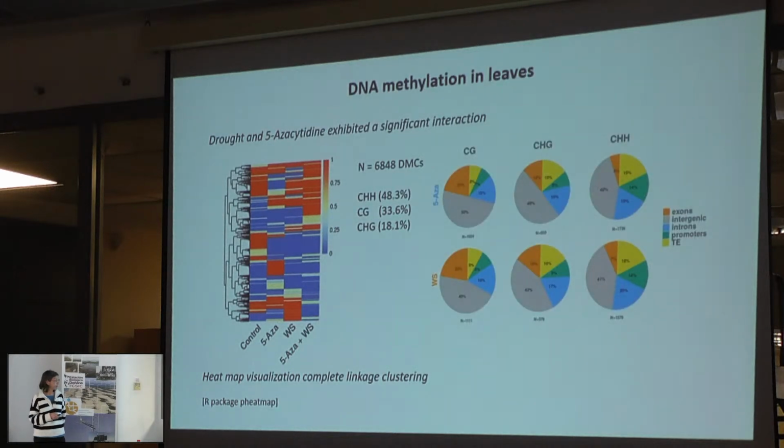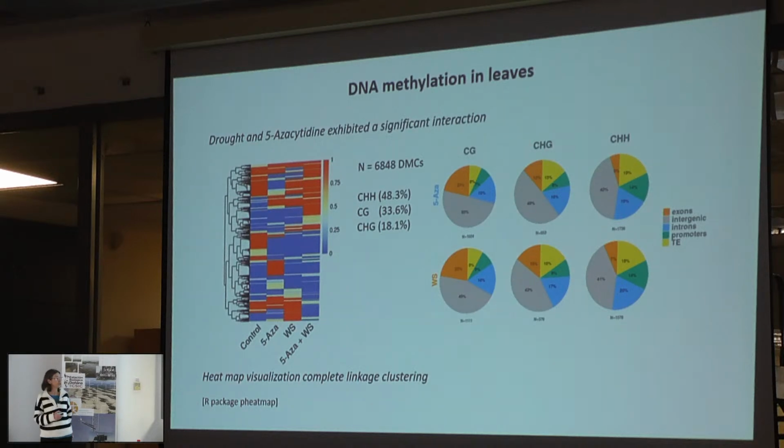And most CG changes are in exons, in genes. The gray part is always big, but as we are working with a draft genome, many of those are places that we don't know exactly what they are.